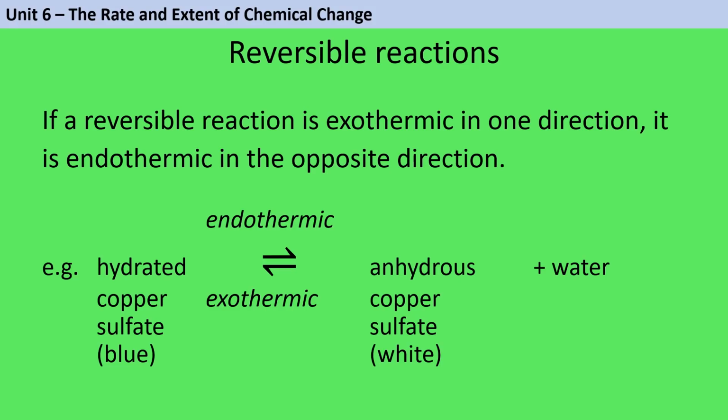If you take some anhydrous copper sulfate and you add some water to it, then you can turn it back into the hydrated copper sulfate, and this is an exothermic process. It will get hot on its own.